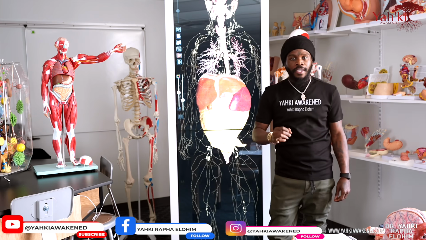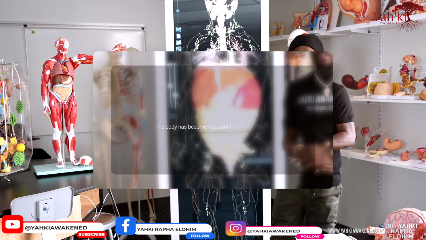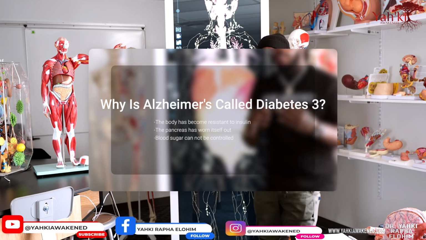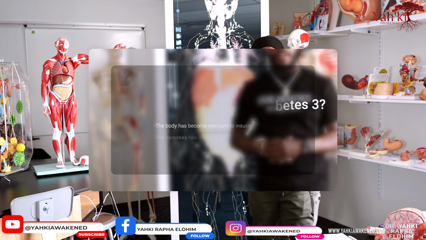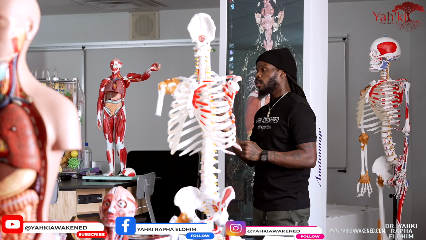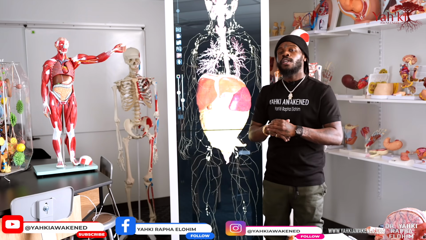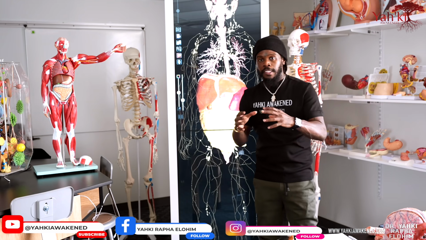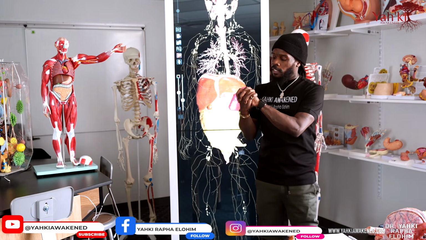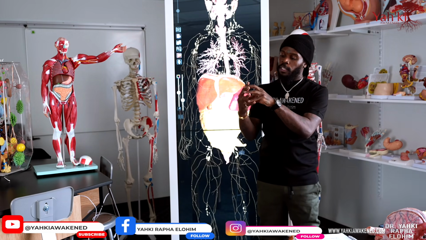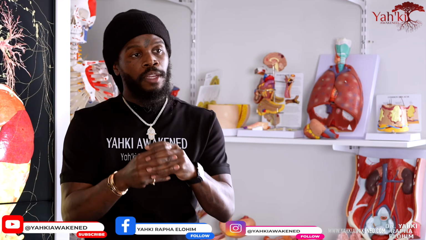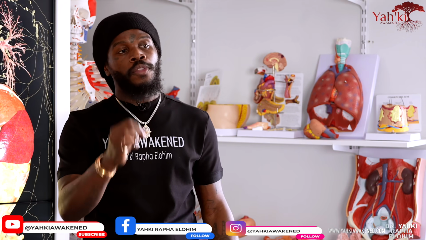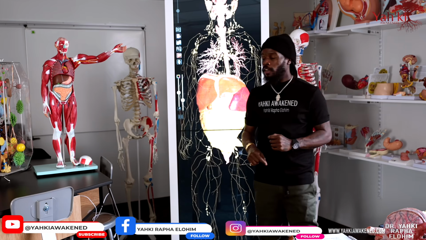Alzheimer's was actually called diabetes 3. Why is it called diabetes 3? That's because the body has become very insulin resistant. The pancreas has worn itself out. Now you cannot control your blood sugar, and blood sugar, or what you'll call glucose, accumulation when it stays in the blood goes through something called glycation. This glycation then blocks itself up because it's full of crystals. It congests and accumulates inside the blood vessels, and it literally stops all the nutrients from making it into the brain, giving you the very symptoms that I was just talking about earlier.